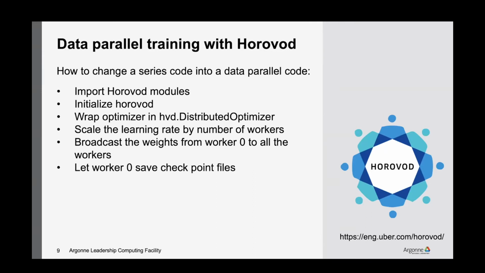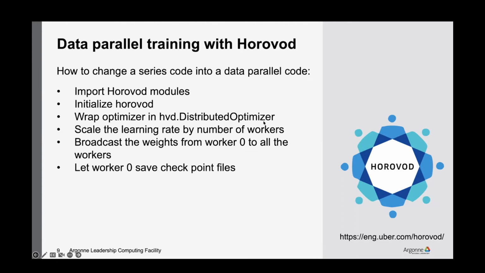So basically, the first step, you need to import a Horovod module and then initialize Horovod. This is like an MPI init in your traditional HPC code, and then wrap this optimizer with the distributed optimizer.